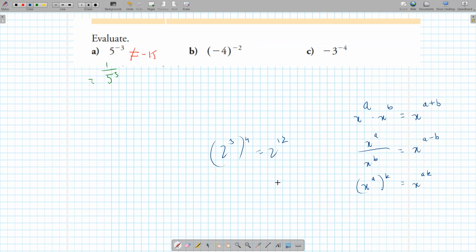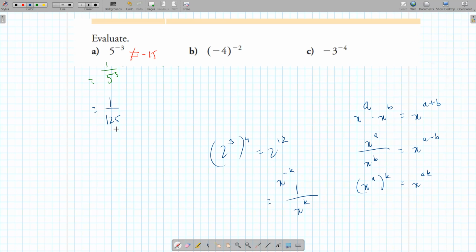And then here's the last one. If you have a negative exponent like x to the power negative k, what you can do is toss it in the denominator and the exponent becomes a positive. So that's why 5 to the power negative 3 became 1 over 5 to the power 3. And you can plug 5 to the power 3 on your calculator and that becomes 125.